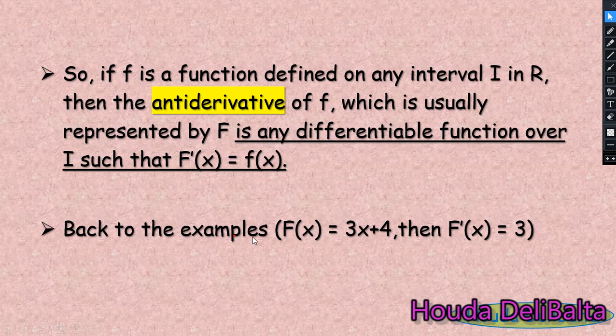Back to the examples. If you remember this example, capital F of x was equal to 3x plus 4, then its derivative is 3. Now, this derivative, F prime of x, will be called small f of x. So again, the derivative will be represented by small f of x, and the antiderivative, which is the function before taking the derivative, will be represented by capital F of x.